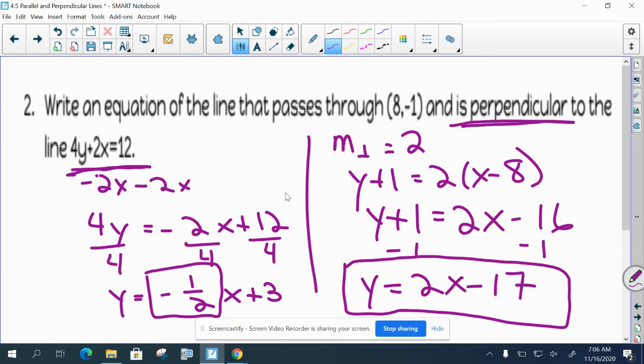But sometimes even if they don't look perpendicular, they might be. It just depends on the spacing of your graph, if it's equal spacing with the x and the y. So don't always count on that. I guess check your work and make sure that it's the opposite reciprocal for the slope.